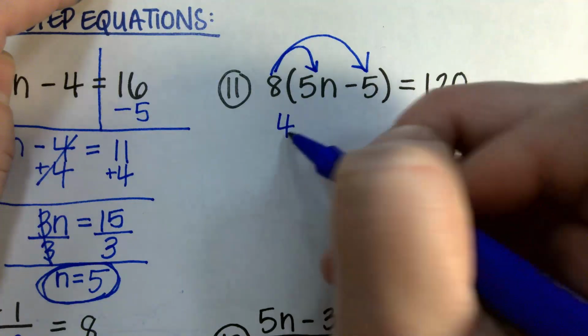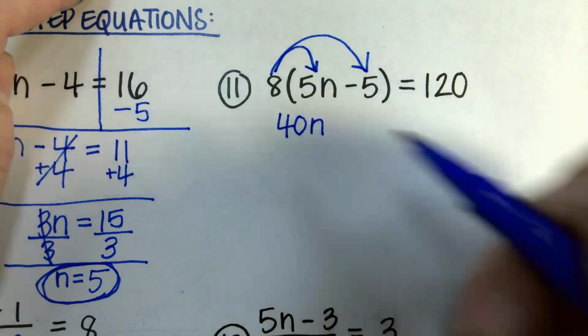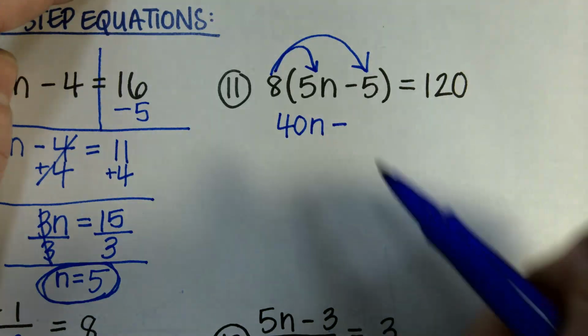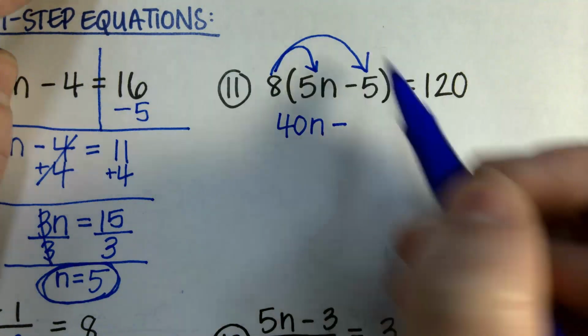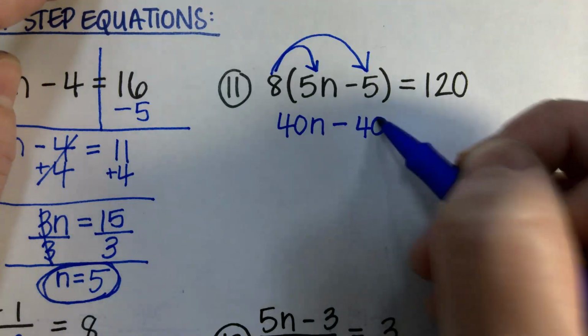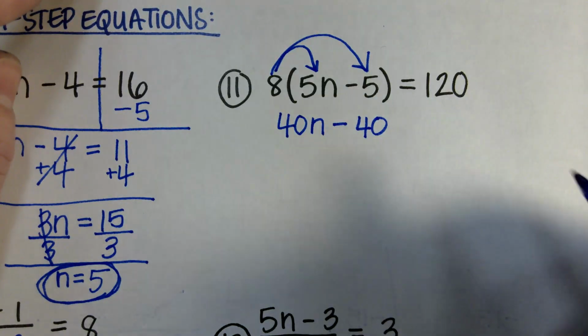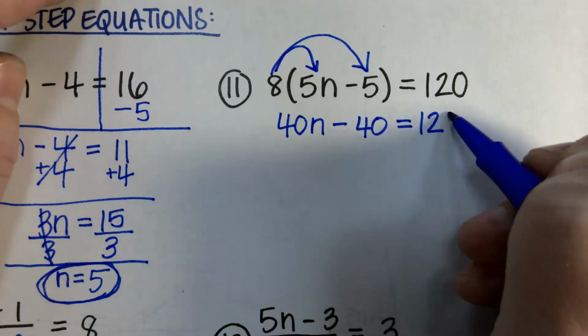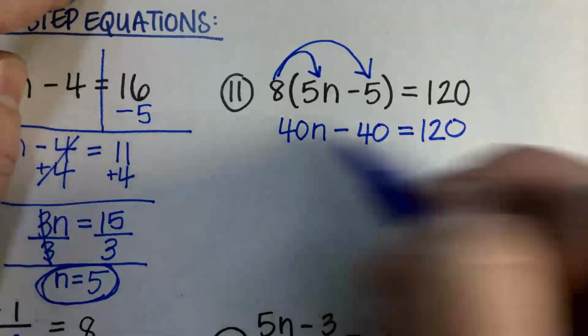So I'm going to do 8 times 5n, which is what? 40 what? 40n. Don't lose the variable. Good. Then we can just bring down that minus sign. And 8 times 5, 40. Good. All right, then what? Equals 120. We want to bring down the rest of our equation. Keep it all in line.